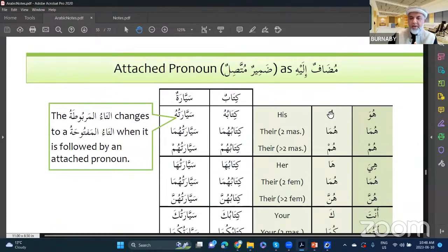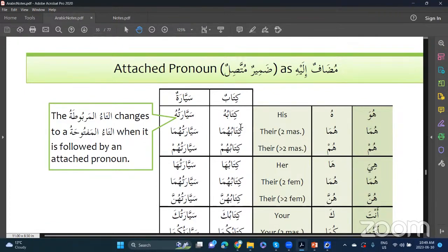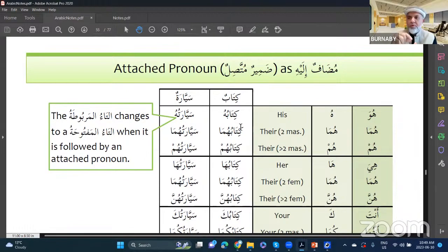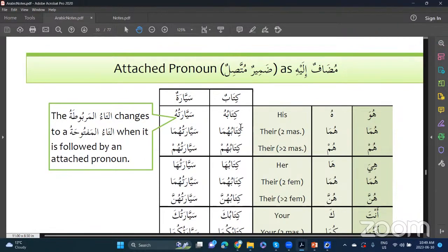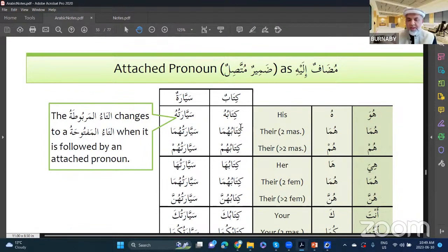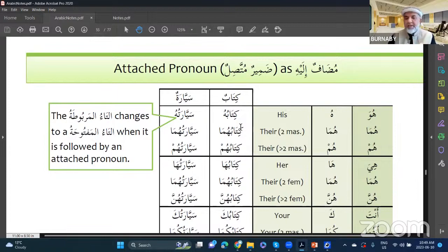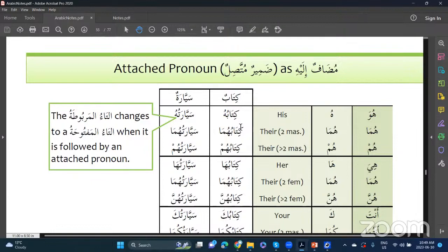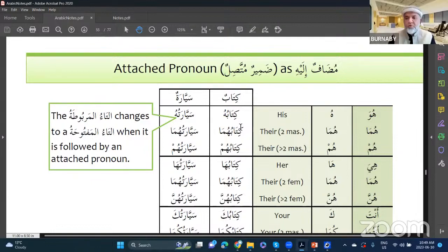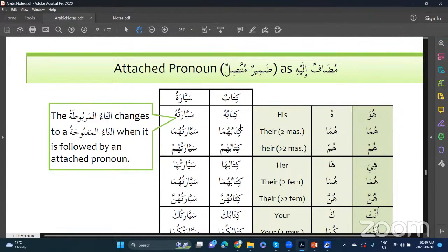Okay. So over here, let's say if I take the word kitab. Kitab is a noun. I want to say his book. So I'm going to say kitabu hu. That is his book. Kitabu huma, their book, two males. Kitabu hum, their book, more than two males, all of them. Is kitab masculine?